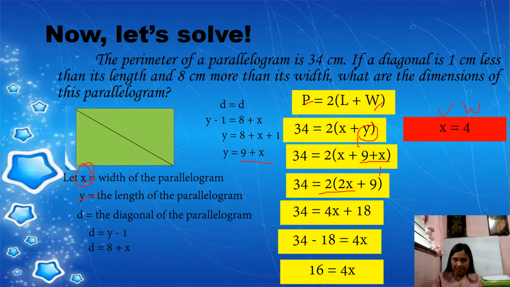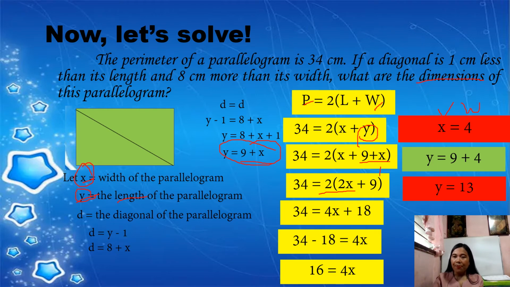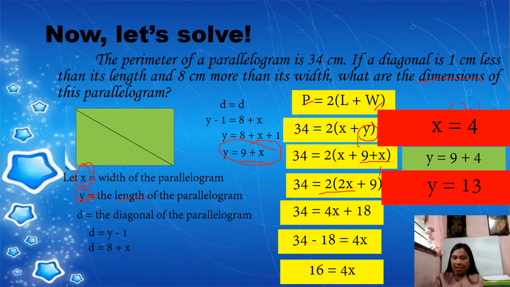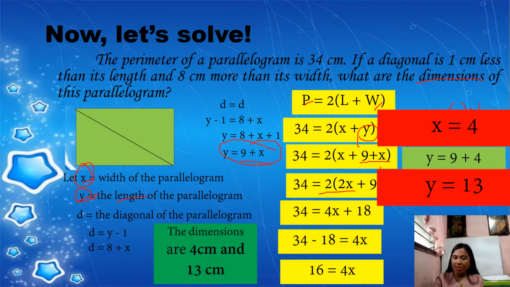Okay? So all we need is just the length because the problem is asking for the dimensions. So to solve for the length, we have here y as the length and y is 9 plus x. So we can have 9 plus the value of x, which is 4. So 9 plus 4 is 13. Therefore, the width is 4 rather, and the length is 13. So the dimensions are 4 centimeters and 13 centimeters. Okay, problem solved.